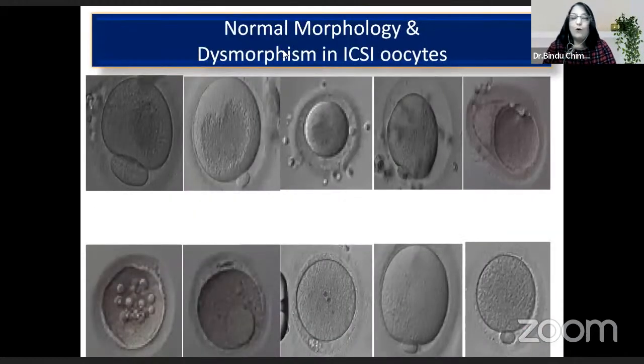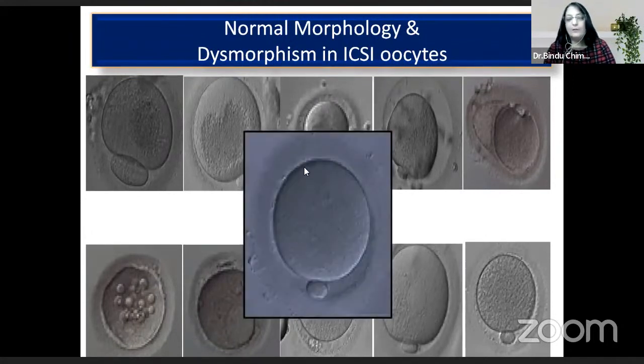Now coming to what is the normal morphology and what is the dysmorphism, as visualized in the case of ICSI when you have denuded the oocytes. I will not go into the detail now, I will take each of these aspects individually, but as you can see, all these are oocytes which are not normal. Dysmorphic, that is abnormal oocytes that we see after denudation before we do ICSI, whether it is a giant polar body, a central granulation, a large perivitelline space, the presence of vacuoles, smooth endoplasmic reticulum, inclusions, and so on and so forth.